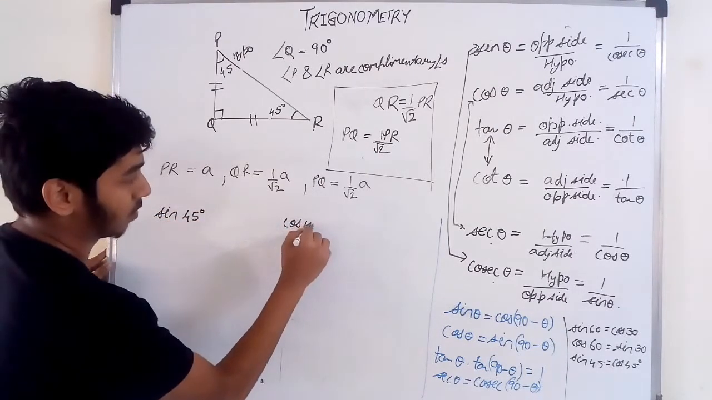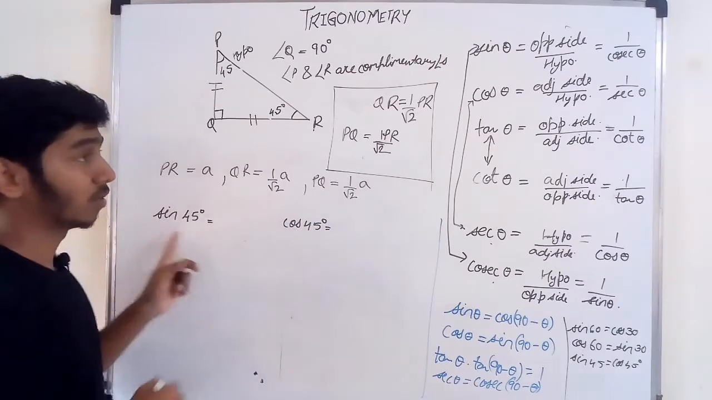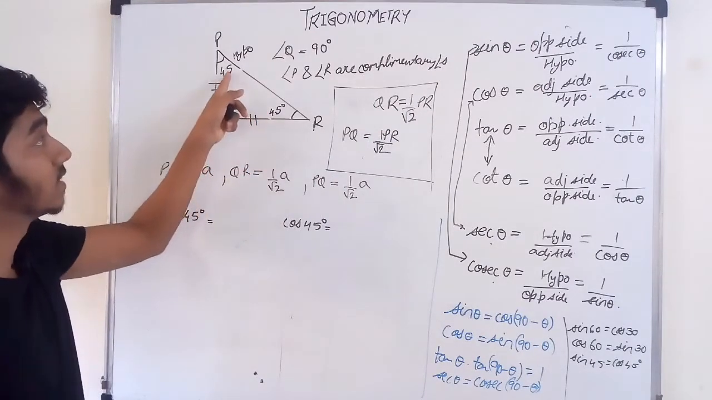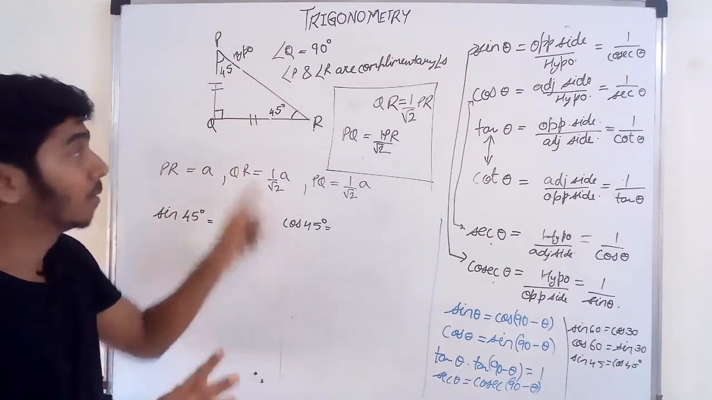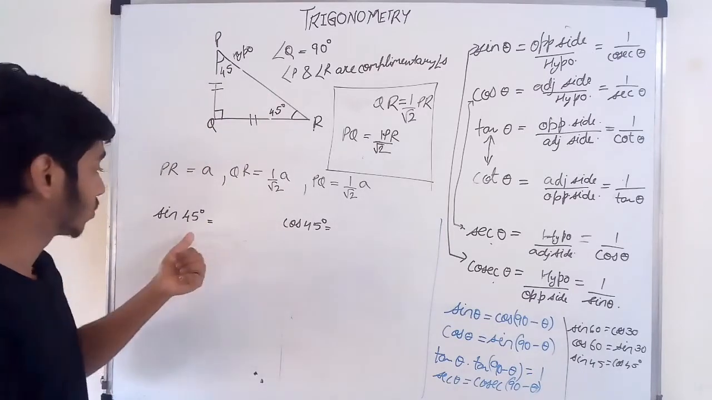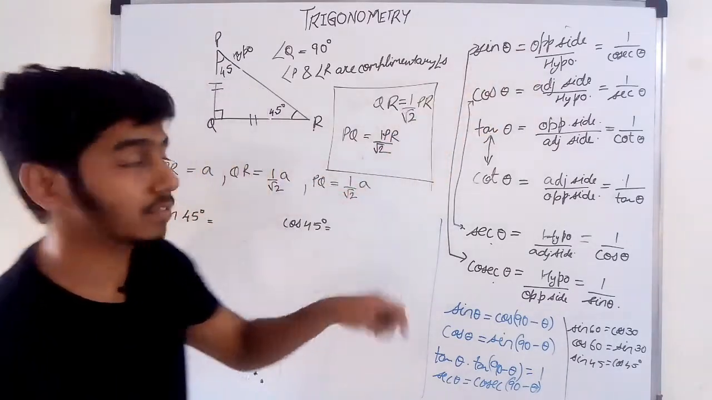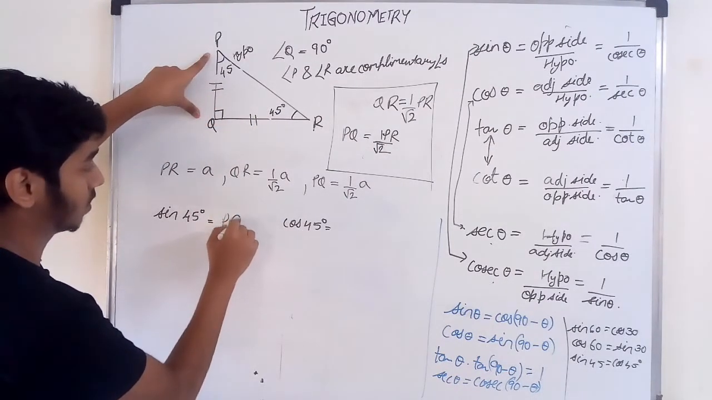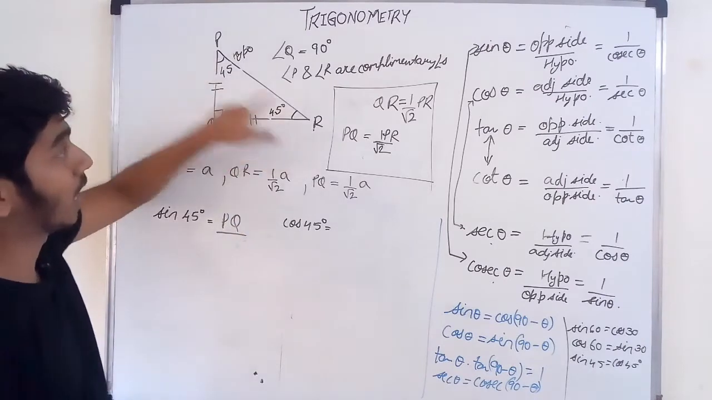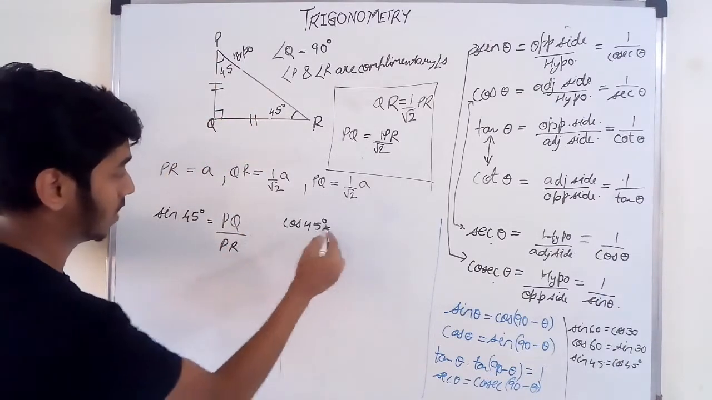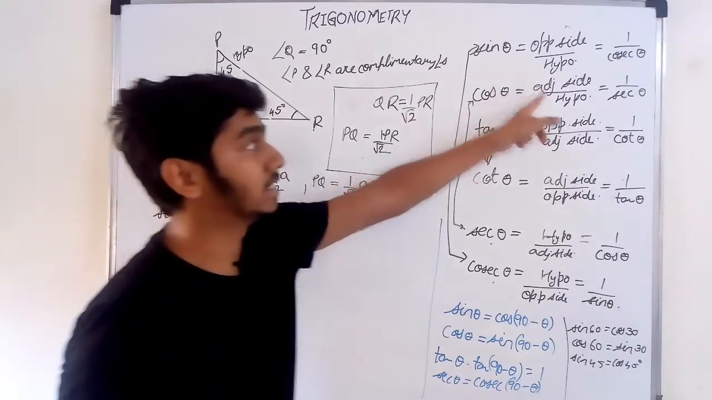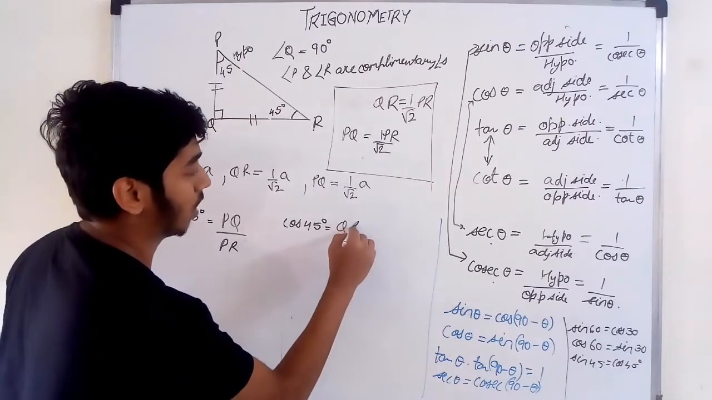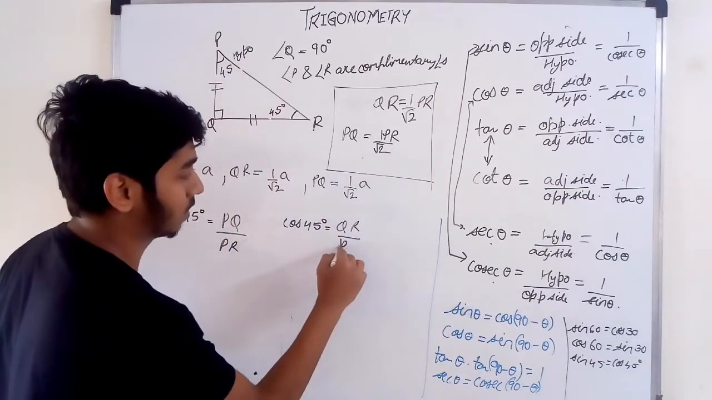Now you know, 45 is this, so you can take this angle or this angle, it doesn't matter, because both are 45. Sine 45 is opposite upon hypotenuse. If I take this 45, opposite side is PQ, so PQ upon hypotenuse, which is PR. Same way, what is cos 45? Adjacent upon hypotenuse. So if I take this as 45, this is QR, so QR upon hypotenuse, which is PR.